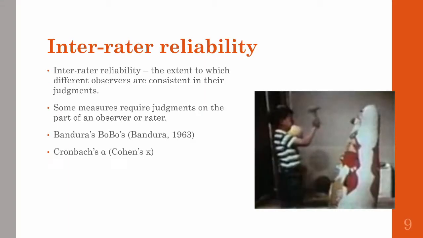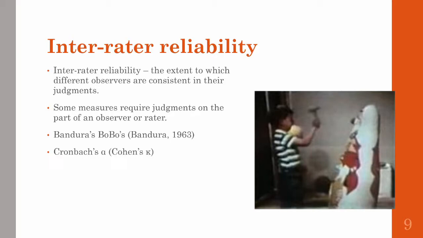A lot of measures require judgments from different observers or raters, and interrater reliability is the extent to which different observers are consistent in their judgments. You have two or more people watch the same video or occurrence and rate something. Assuming what you're measuring is detectable, then observer ratings should be highly correlated with each other.